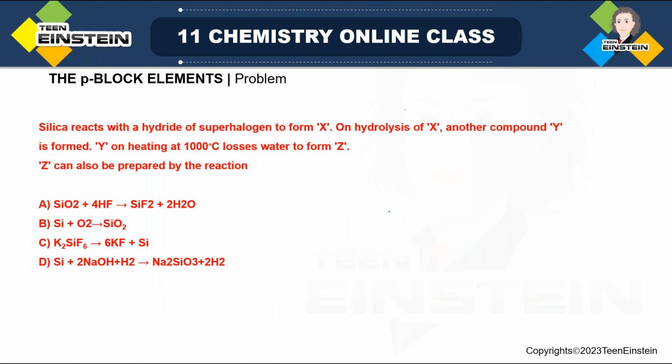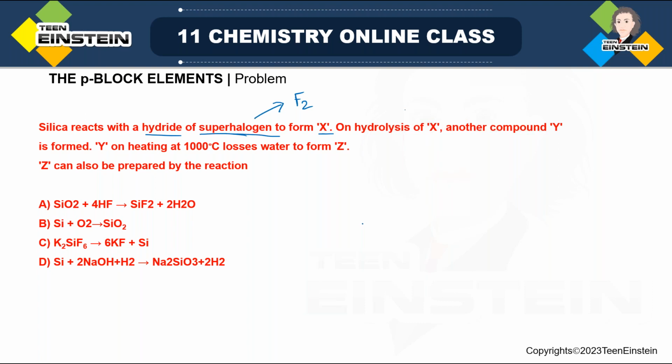Next question, that is also related to silica. It is saying that silica reacts with a hydride of superhalogen to form X. Now remember, what is superhalogen? Halogens we know are F2, Cl2, Br2, all these molecules, that is, elements of group 17. But when I am saying superhalogen, it is basically fluorine. Why is it called superhalogen? Because this is the most reactive halogen, the first member of group 17, and this is the most reactive, so it is also called superhalogen.